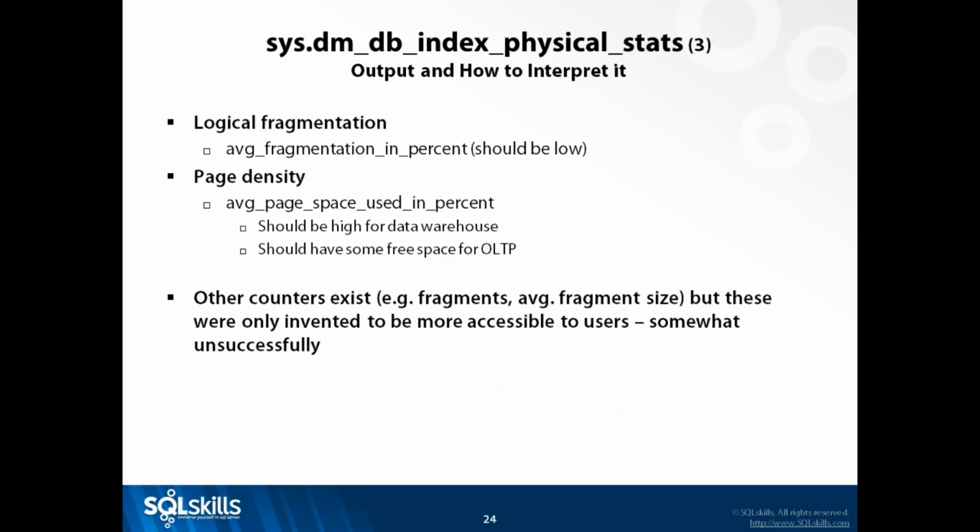So there's all kinds of things that the DMV tells you, and it's really simple to interpret the results in terms of fragmentation. Logical fragmentation, so the average fragmentation in percent. If that is an issue for your indexes, then you want that to be low. Okay? The average page space used in percent. If that is an issue for your indexes, you want that to be as high as possible, as close as possible to your fill factor value that you've chosen for that.